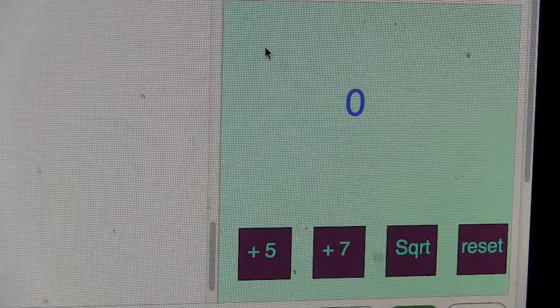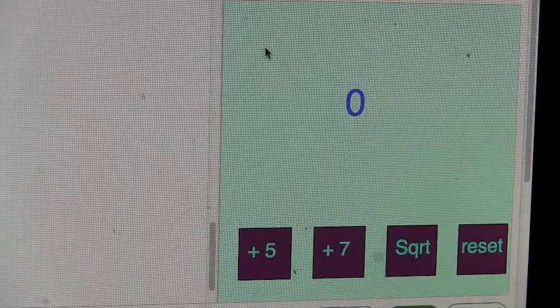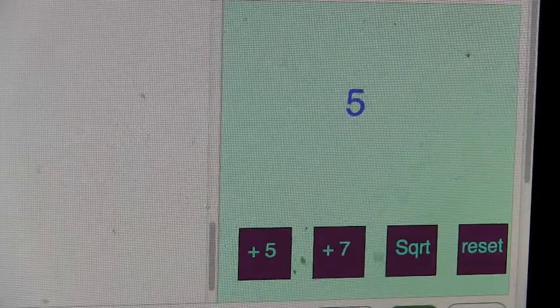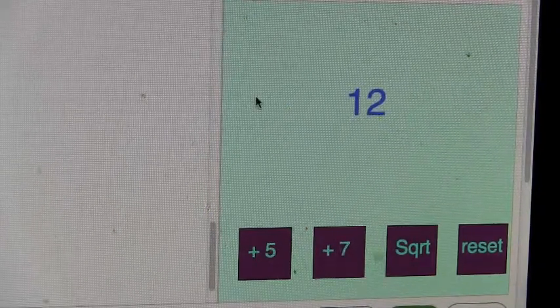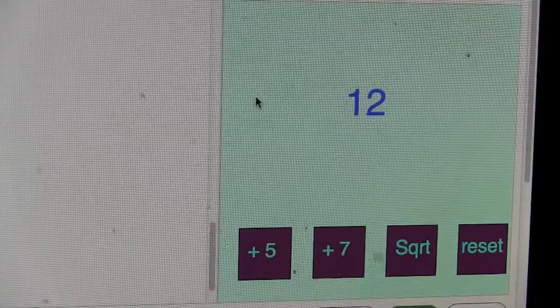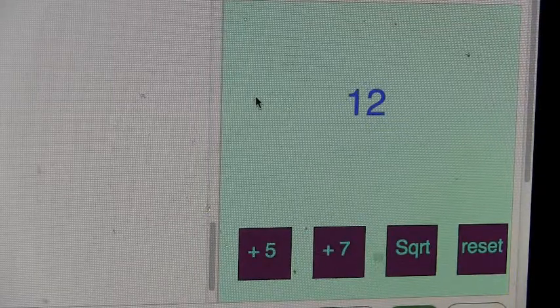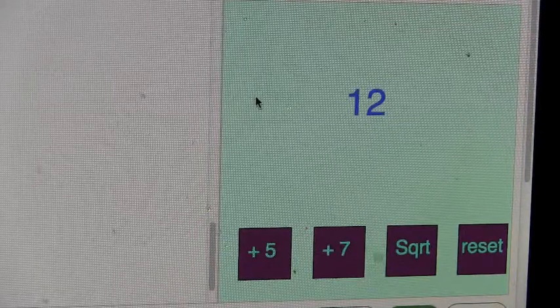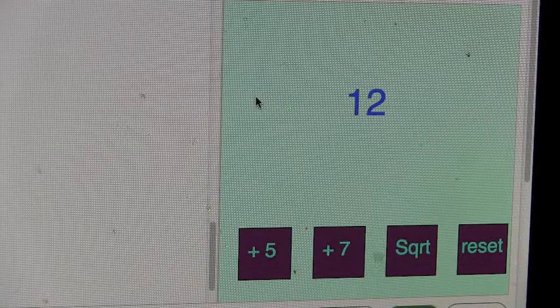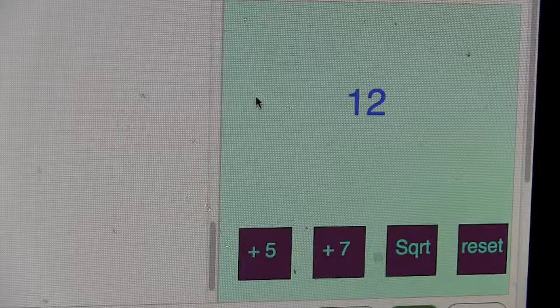Okay. So you can get 5. You can do 5 + 7 and get 12. But it's not a square, so we can't. Ah, that's a problem. We've got to find something that is a square. What's a square that I could get to from 12? 12 + 5 is 17. 12 + 7 is 19. 12 + 14.